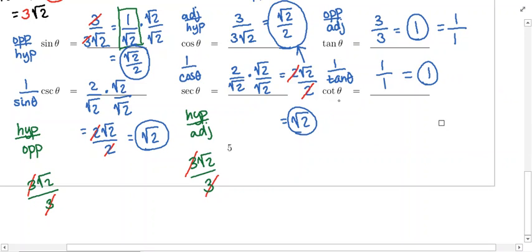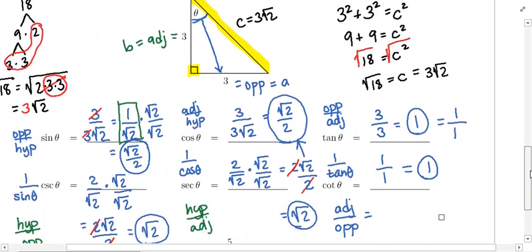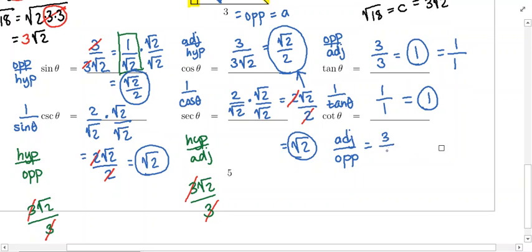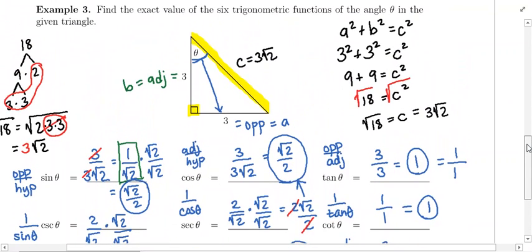Cotangent is 1 over tangent. Tangent is opposite over adjacent. So the cotangent is the same thing as flipping the tangent. It's the same thing as the adjacent over the opposite. So we could have gone back to our picture. We know the adjacent side is 3 units, and we know the opposite side is also 3 units. So if you had done the cotangent this way, you would have also gotten 1. So here are your 6 trig functions for this particular triangle.